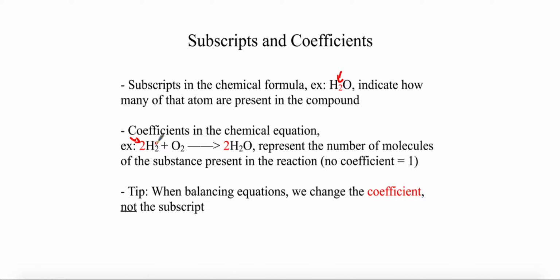And of course, no coefficient is going to imply 1. Now, when we balance equations, we have to change the coefficients. We never ever change the subscript. If you change the subscript, you are changing what the substance is, which we cannot do. So in my reaction to make water, I have to change the coefficient, how much of each substance I have. I cannot change the subscripts, because if I change the subscripts, I will no longer have hydrogen, oxygen, or water. I will have something completely different, because I am modifying what the actual compound, or substance, is.